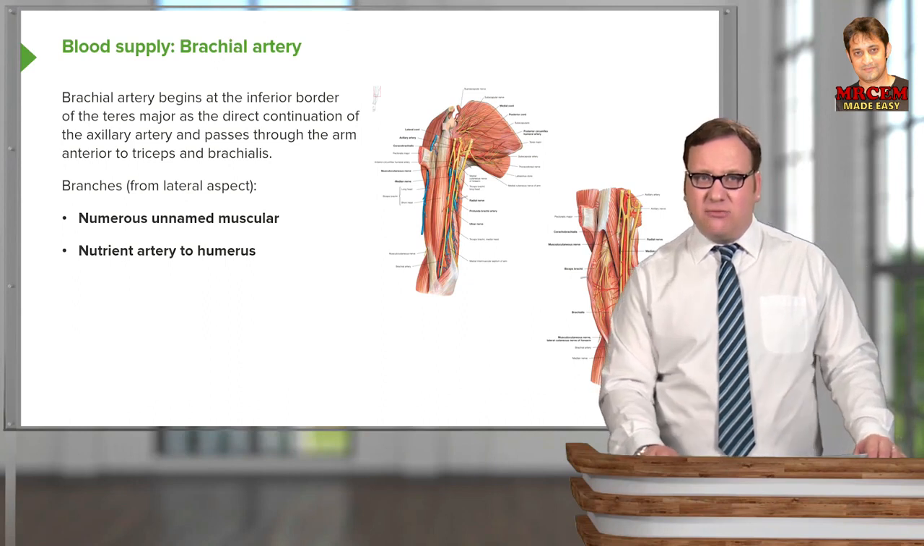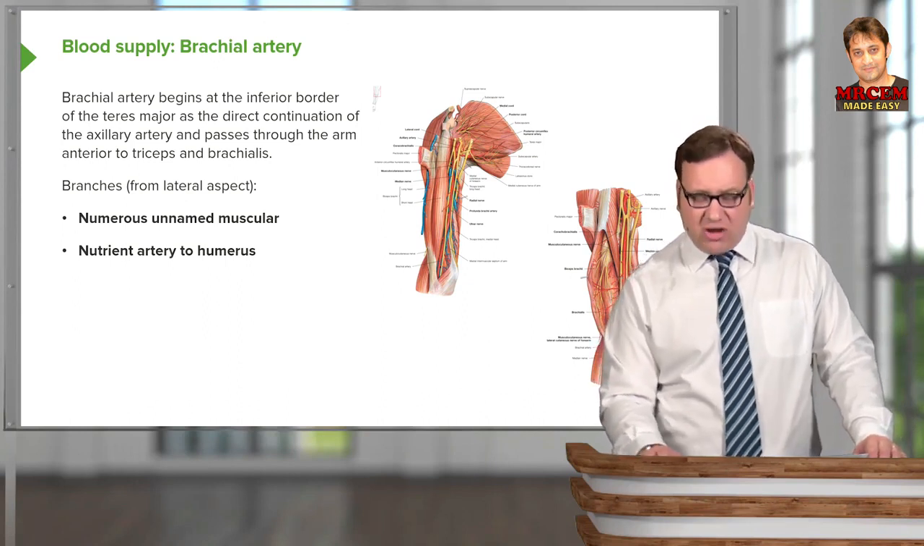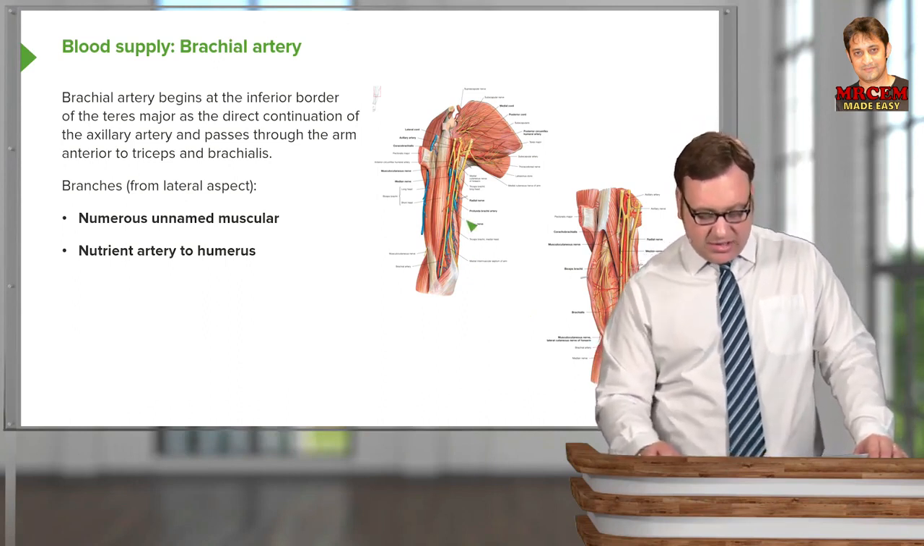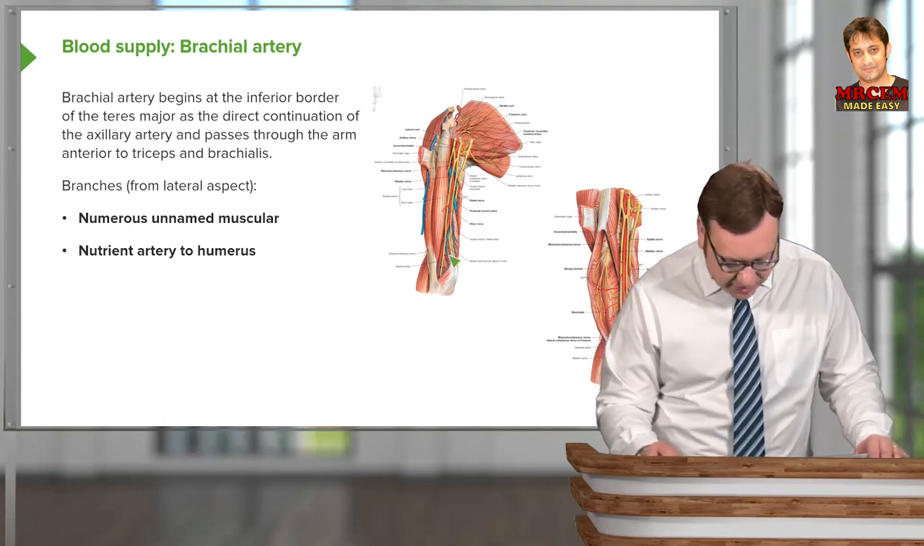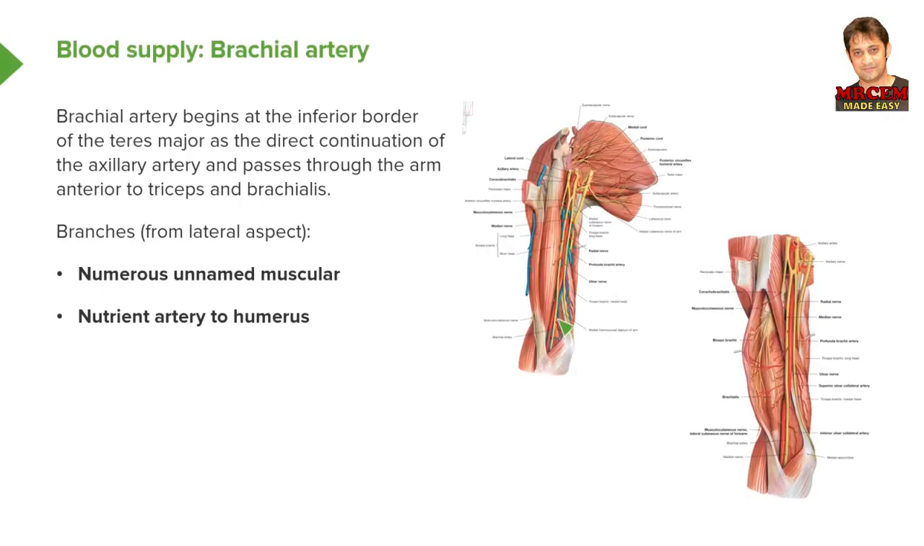It passes through the arm anterior to triceps and brachialis. So it's found in a cleft between biceps brachii and brachialis. So we can just about make out brachialis here, and here we have biceps, and it's running in a cleft between those two muscles. It gives off lateral branches, and these are numerous unnamed branches. These are the ones I referred to here, and they go to the muscles of the anterior compartment.